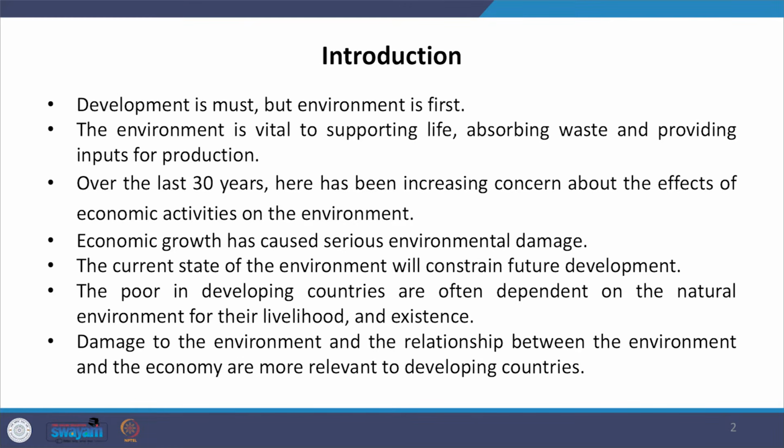So, as we know, the way the process of development is going on, it is putting more strain, more pressure on our environment, and that is leading to the loss of many environmental resources, and that is why our future growth may be affected due to the way we are utilizing our environment.